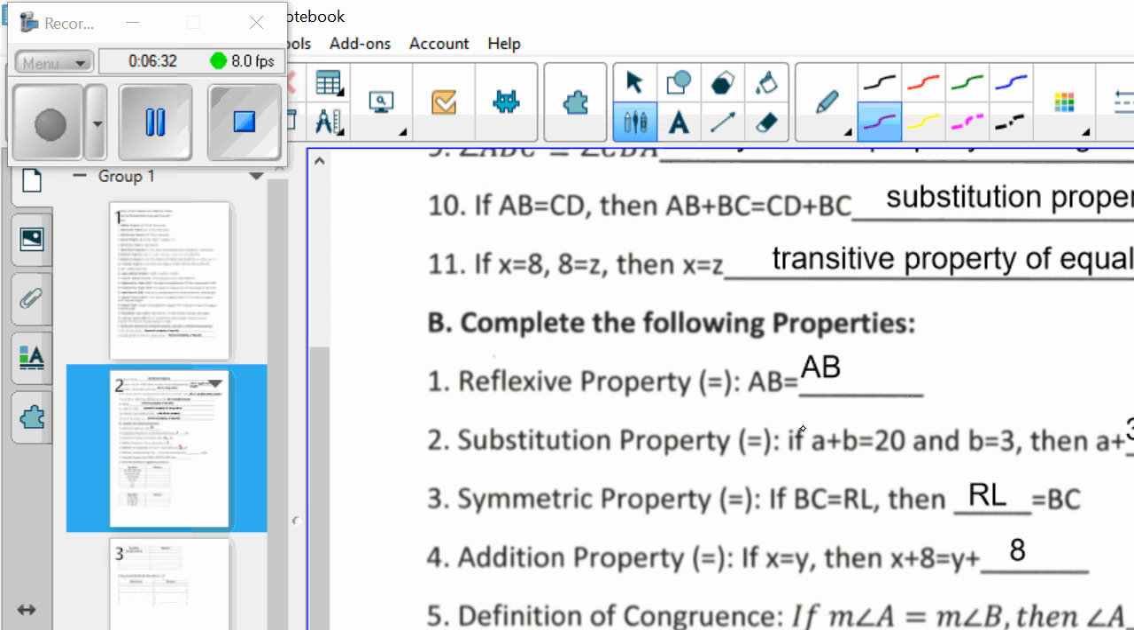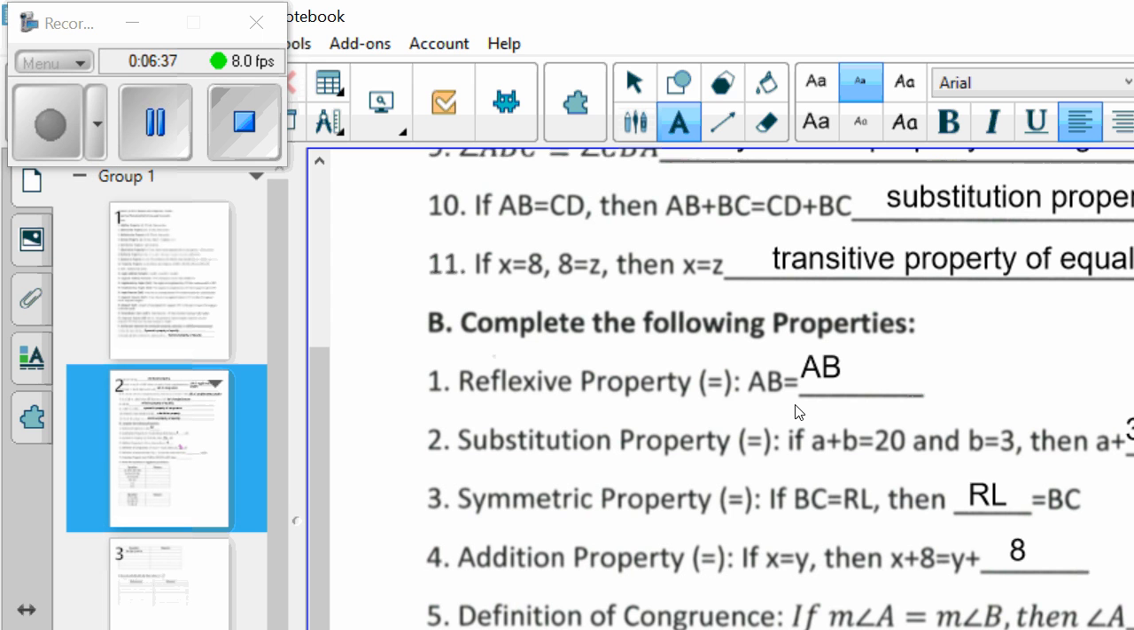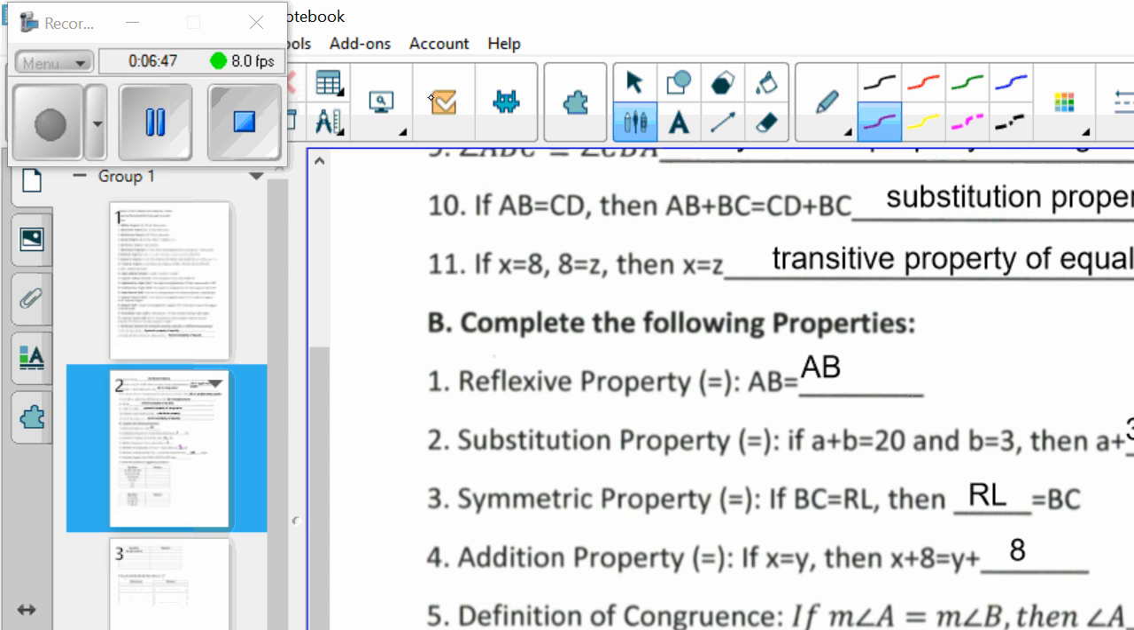Number 6, definition of perpendicular. If G is perpendicular to K, then the two lines form right angles. Number 7, transitive property of congruence. Again, it's congruence because everything in here uses congruent signs. If segment AB is congruent to segment CD is congruent to segment EF, then I can say the very first one, segment AB, is congruent to the very last one, segment EF.